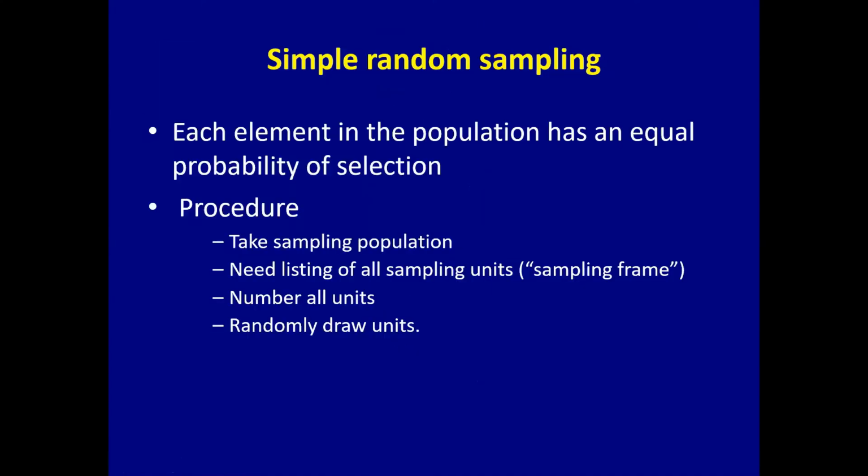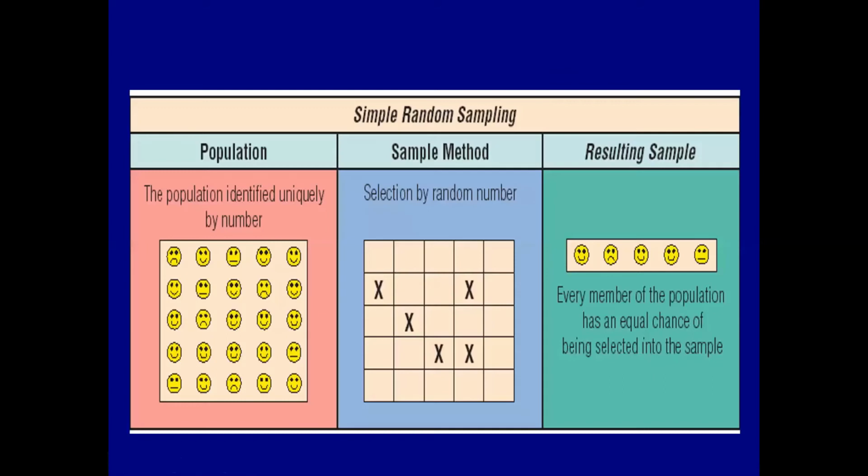So simple random sampling: each person in that sampling frame has an equal chance of getting selected. Another procedure: for the sampling population, you need a list of everyone, a sampling frame. So for a list of 200 people, number them 1, 2, 3, 4 up to 200, then randomly draw 50 names.